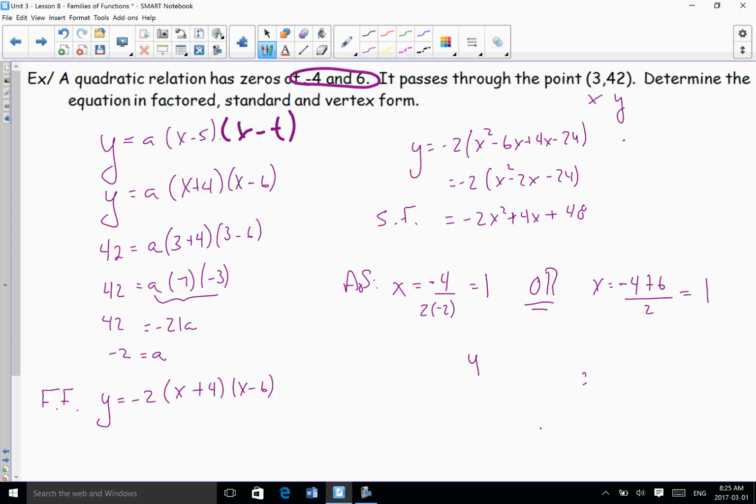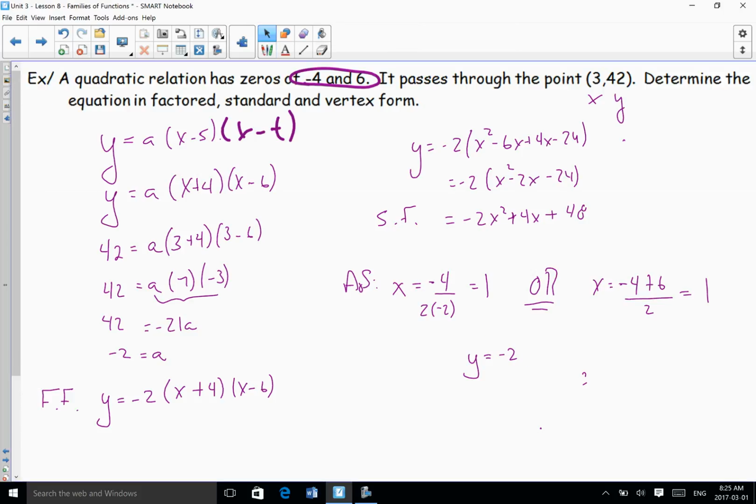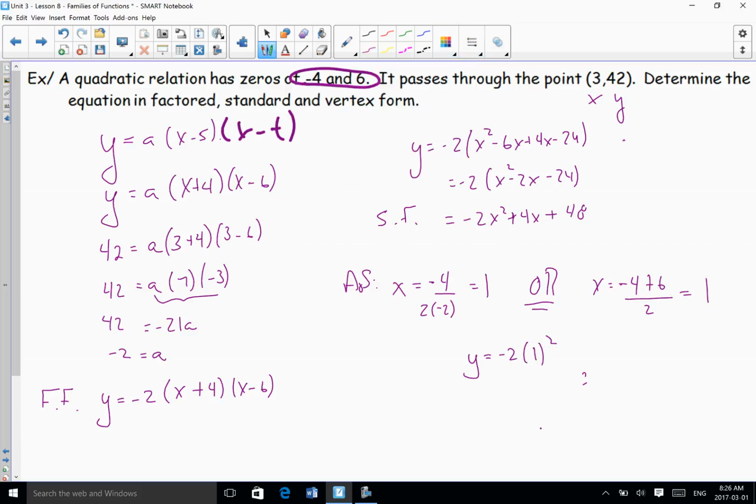We can then find our y value using either of our equations. So -2 times 1 squared plus 4 times 1 plus 48. That will come out to 50, I think. Okay.